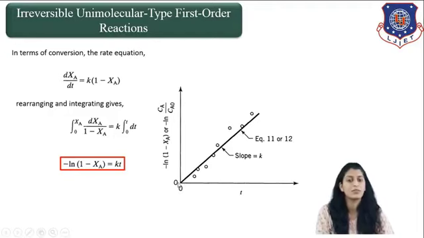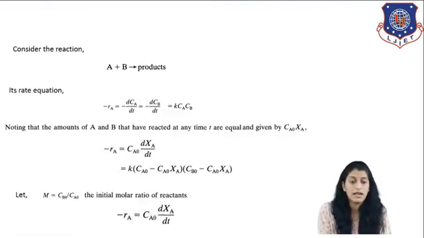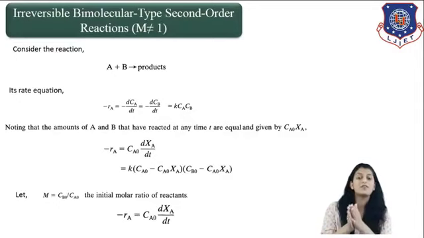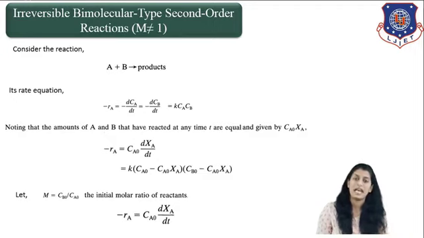As you can see, it will be a straight line starting from the origin, right? So this is the irreversible unimolecular type first order reaction. Now let us proceed with the second derivation, which is the irreversible bimolecular type second order reaction.